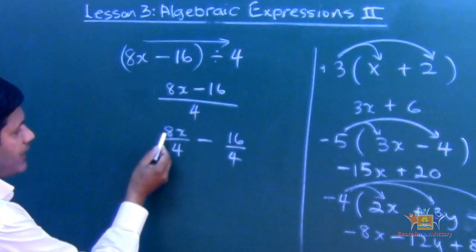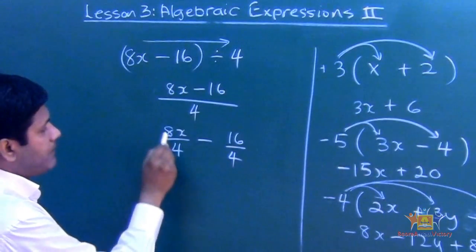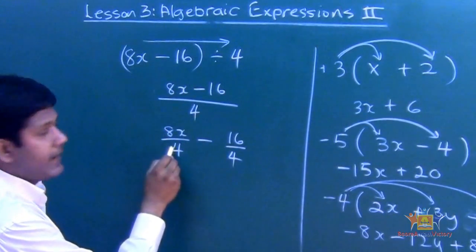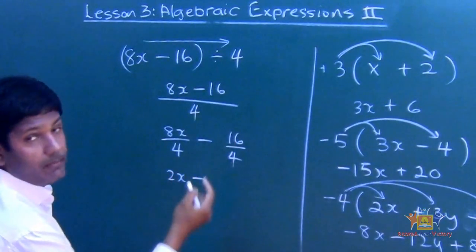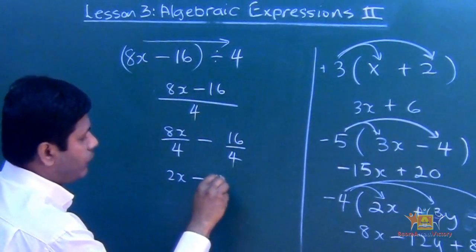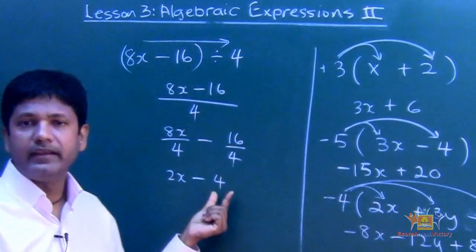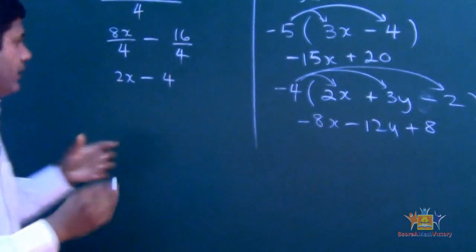Now I can simplify 8 and 4. It's pretty much 8 divided by 4. See that? 8 divided by 4 is what? 2. So 2x. 16 divided by 4 is? Very good, it's 4. Right there. See that? 2x - 4. Very important.